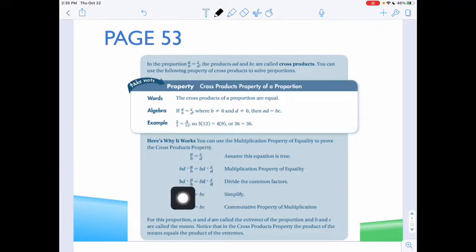Notice that on the left-hand side, we have BD times A over B. So we have a B on the top, a B on the bottom. We can get rid of those, and that leaves us with DA. On the right-hand side, we have BD times C over D. So we can get rid of the D on top and bottom, which leaves us with BC. Then we have AD equals BC by just switching the DA to AD by the commutative property. And that is exactly what the cross products property tells us. For this proportion, A and D are called the extremes of the proportion, and B and C are called the means. Notice that in the cross products property, the product of the means equals the product of the extremes.